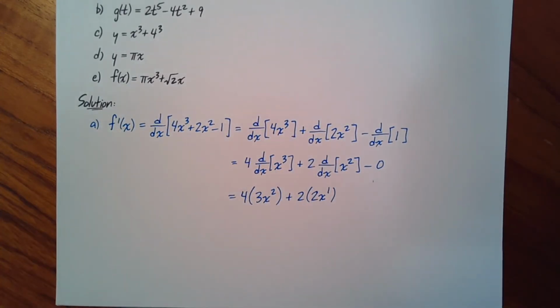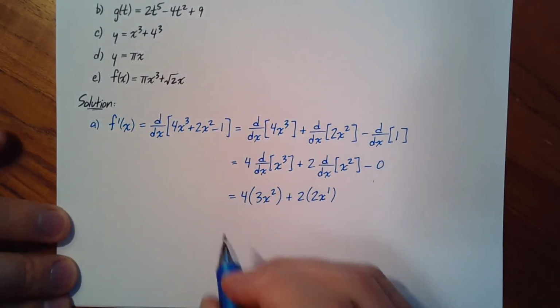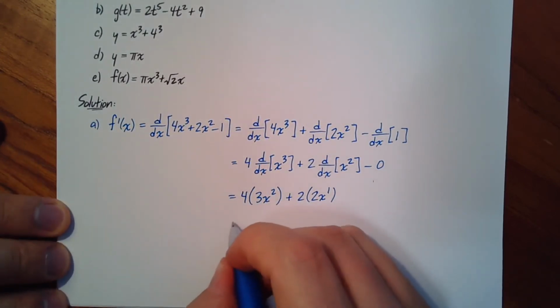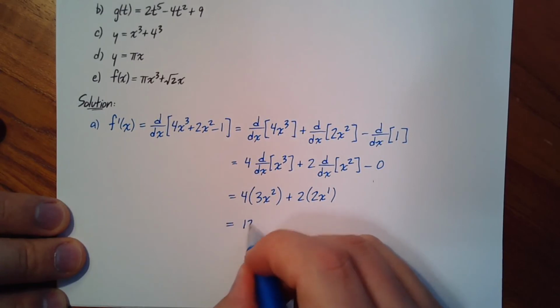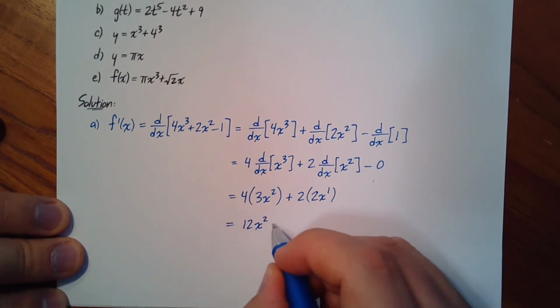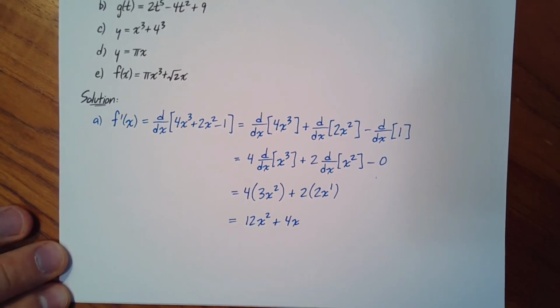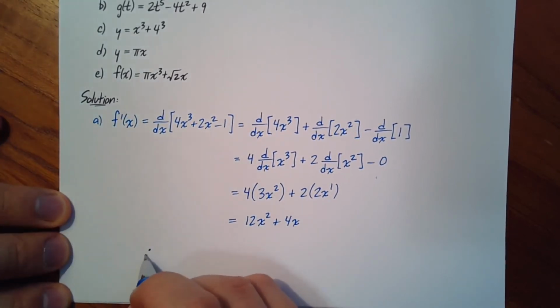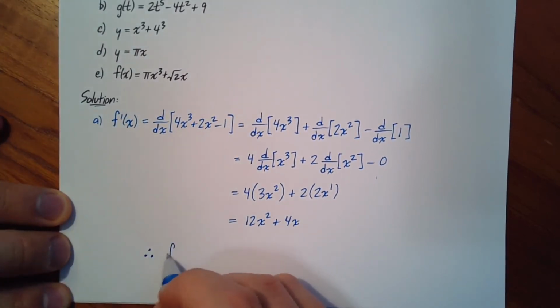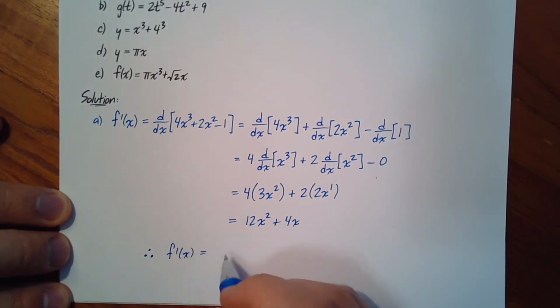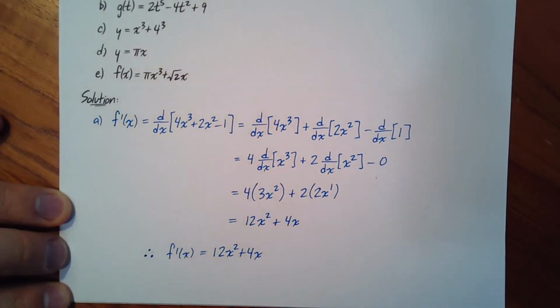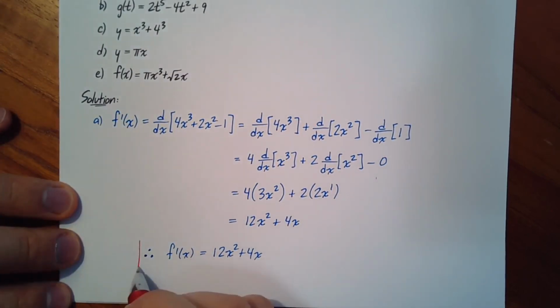Right, so now, well, we can clean this up a bit, but the derivative is done. Right? We finished taking the derivative. So what do we get? We get 12x squared plus 4x. Right, so that's how we can finish that one off, and we can say, if we want to summarize the answer now, therefore f prime of x is equal to 12x squared plus 4x, and that's how you can finish that one off.